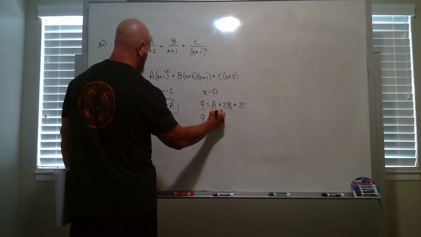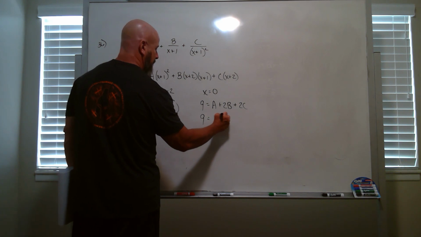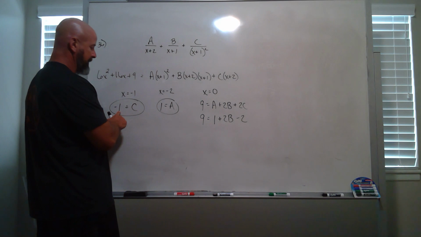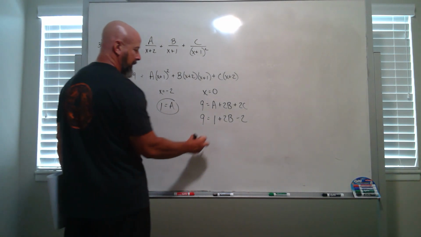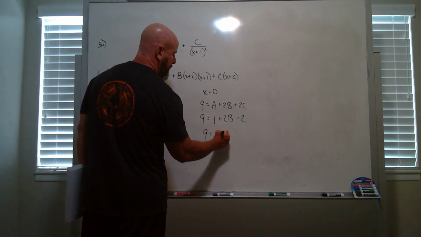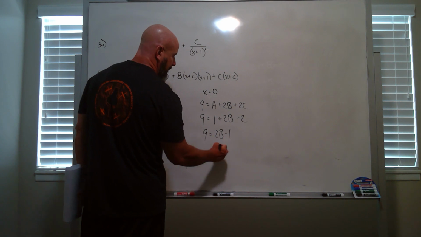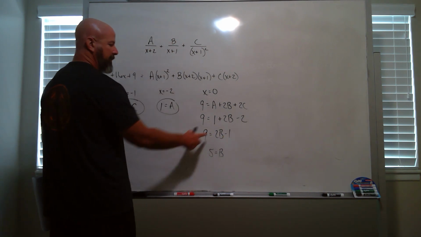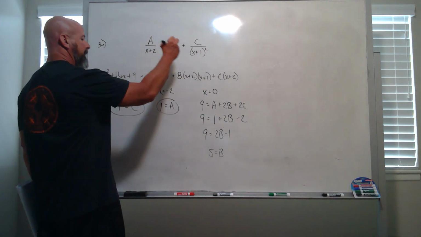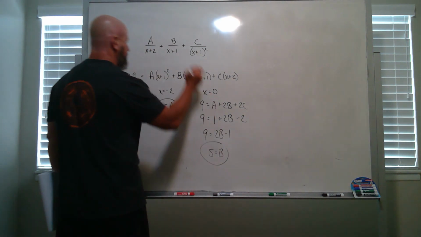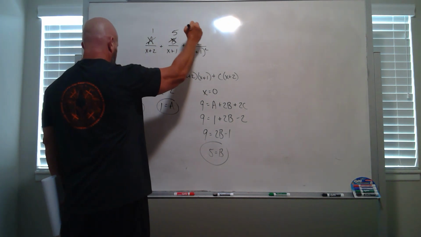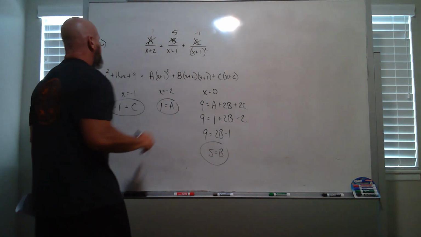But I already know A and C. So 9 is 1 plus 2B, and then minus 2, because C is negative 1. So 9 would be 2B minus 1. And that would give me B is 5. Add my 1, 10, divided by 2 is 5. And there's my three fractions. I've got A is 1, B is 5, and C is negative 1.